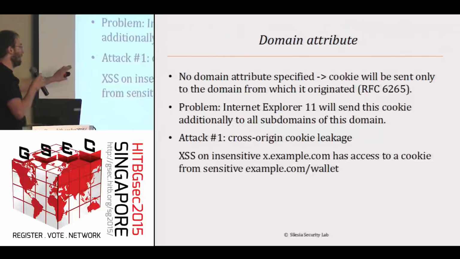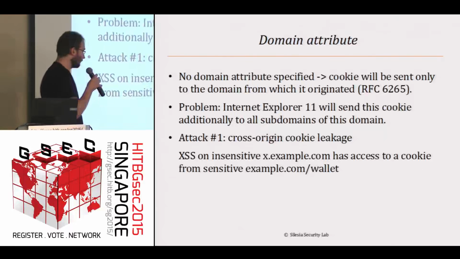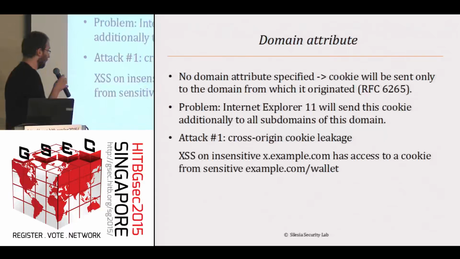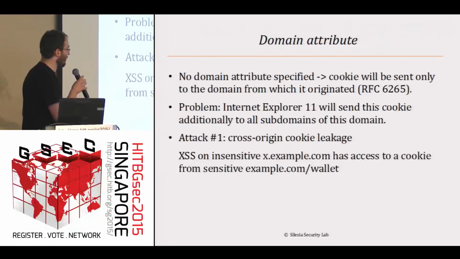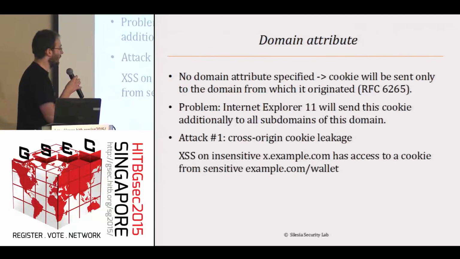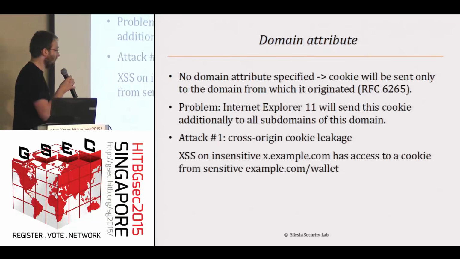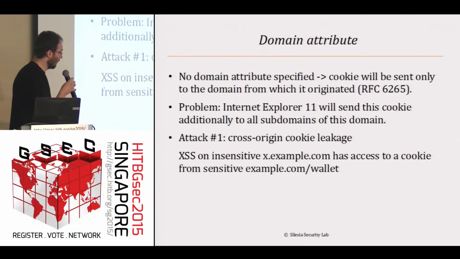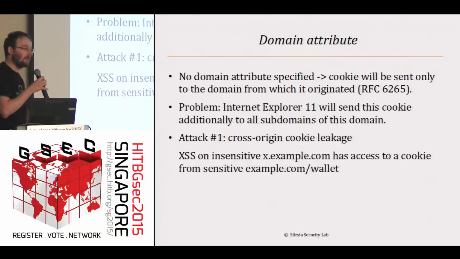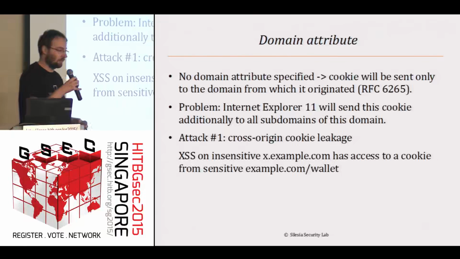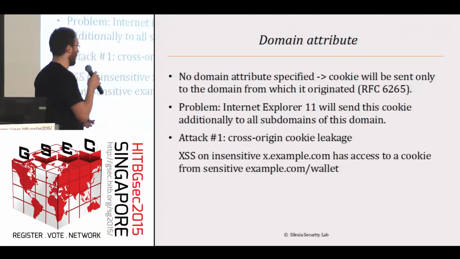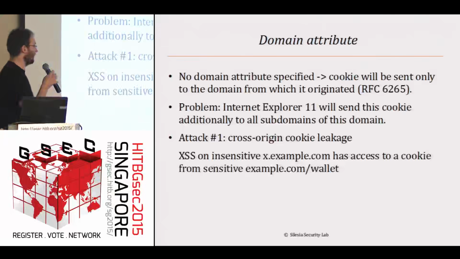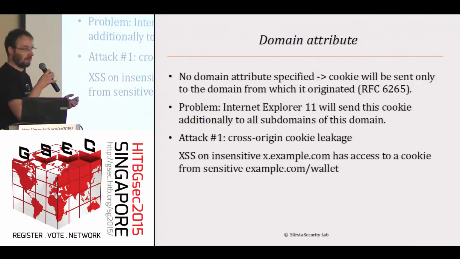So let's have a case like this. Let's say that example.com wallet, this is a very sensitive app, is out there. Keep in mind that the domain itself is example.com. This is sensitive, and we can assume it was very thoroughly analyzed from a security point of view. On the other hand, we have something insensitive, and it happens in many companies.